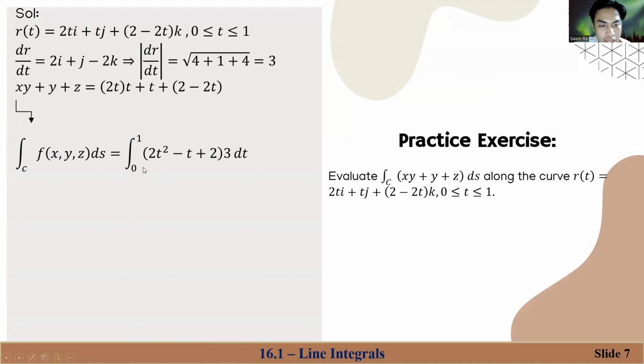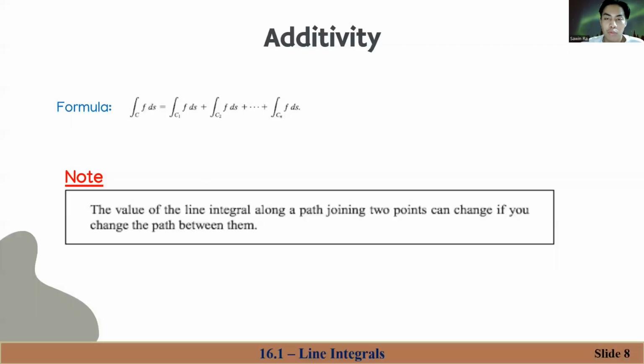The function that we have to integrate is this one: the integral from 0 to 1 of the function 2t squared minus t plus 2, multiplied by 3 dt. So once you integrate this, you plug the values into the integrated product and you will get the answer, which is 13/2.